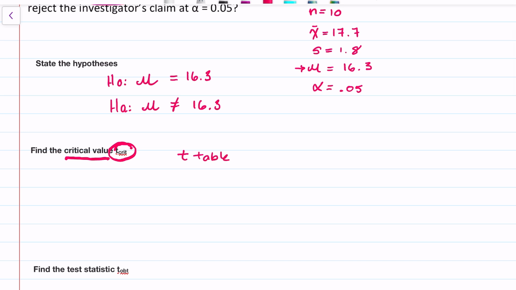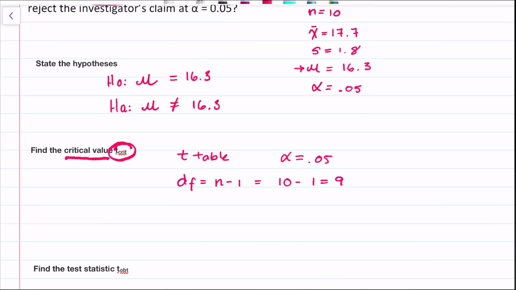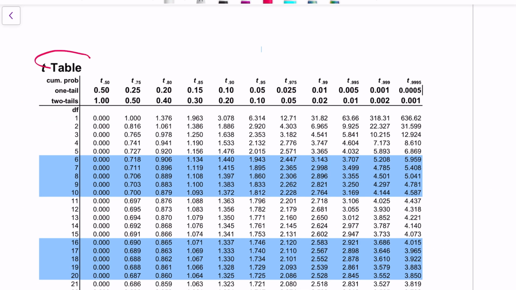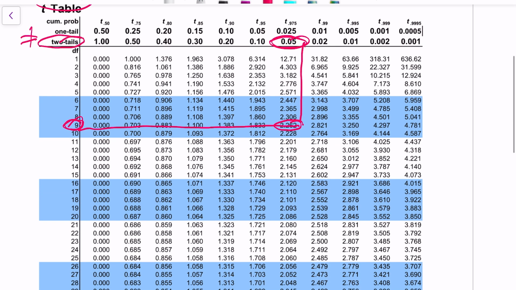We need the alpha. And in this case, we're going to need the degrees of freedom, n minus 1. So that's going to be 10 minus 1 equals 9. From here, we go to the table. So I'm in the T table. I'm going to do a two-tailed because it had the symbol different in the alternative. My alpha is 0.05, so it's right there. My degrees of freedom was 9. So I just find, there it is, the value there, so it's 2.262.